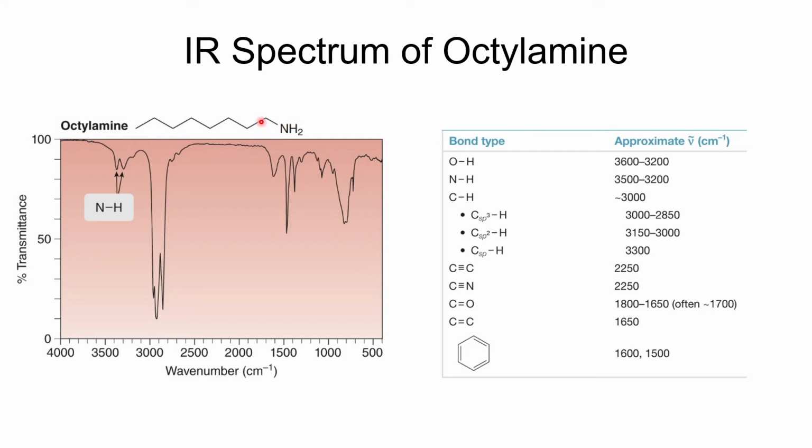If you had an isomer of this that was a secondary amine, so instead of two hydrogens here we had an extra alkyl group, we would only see one peak there. But of course we do see the carbon hydrogen stretching here for all the sp3 hybridized carbons. All right.